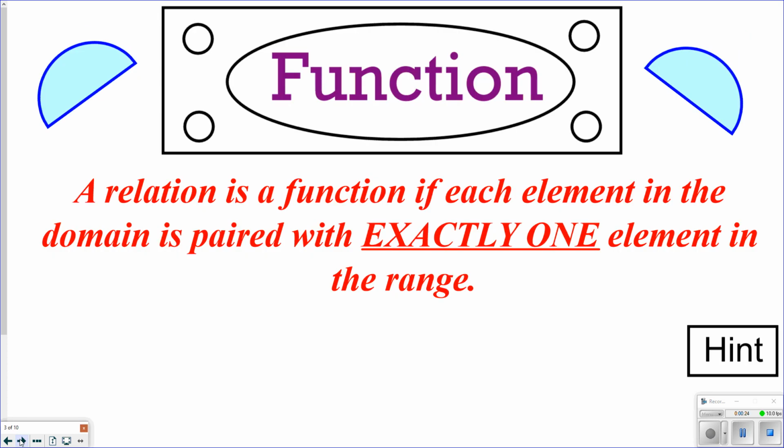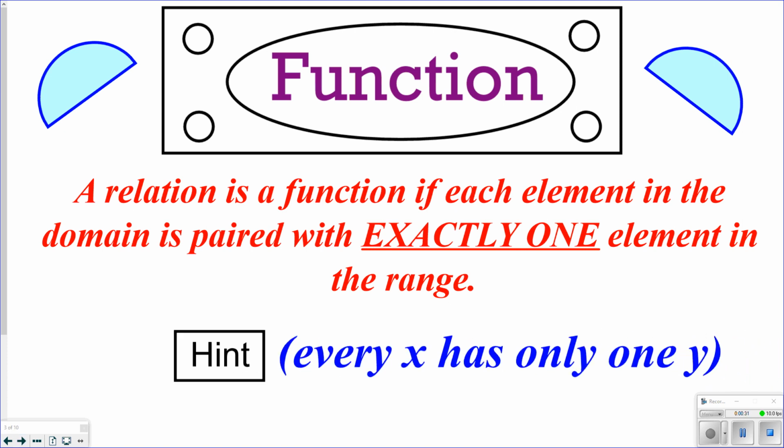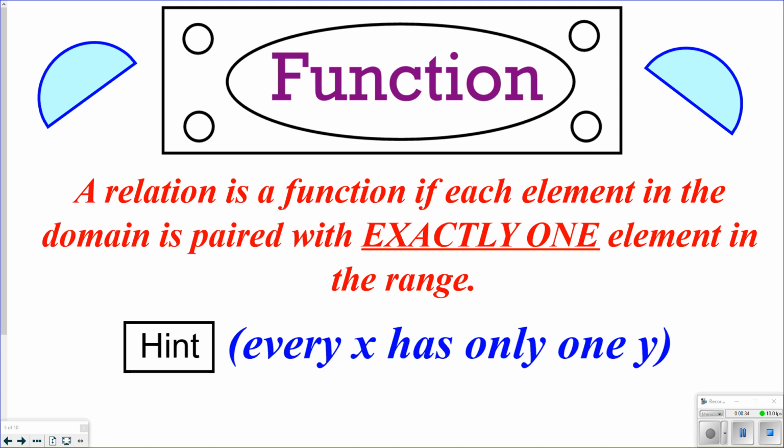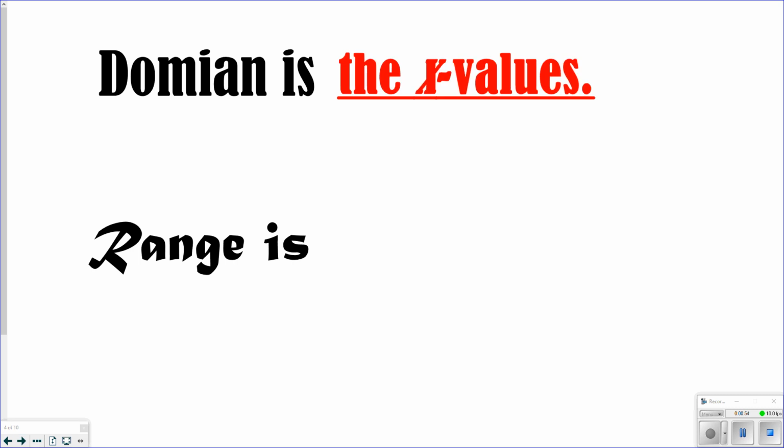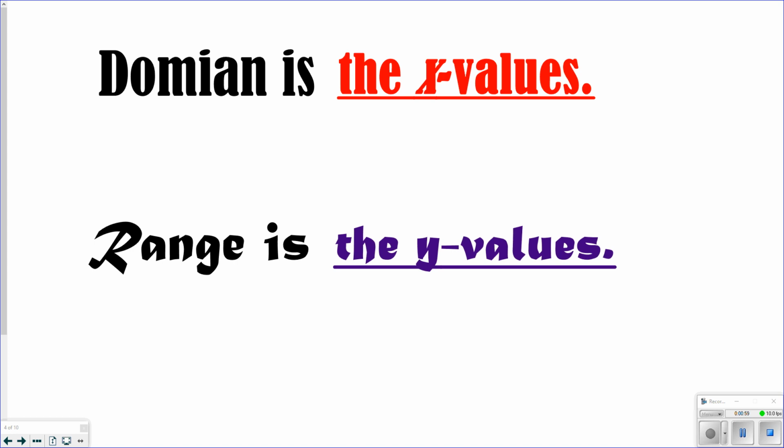A relation is a function if each element in the domain is paired with exactly one element in the range. What does that actually mean? That means that every x has only one y value. Now, when we are talking about what a domain is, it's all of your possible x values in a situation. Your range is all of your possible y values in a situation.